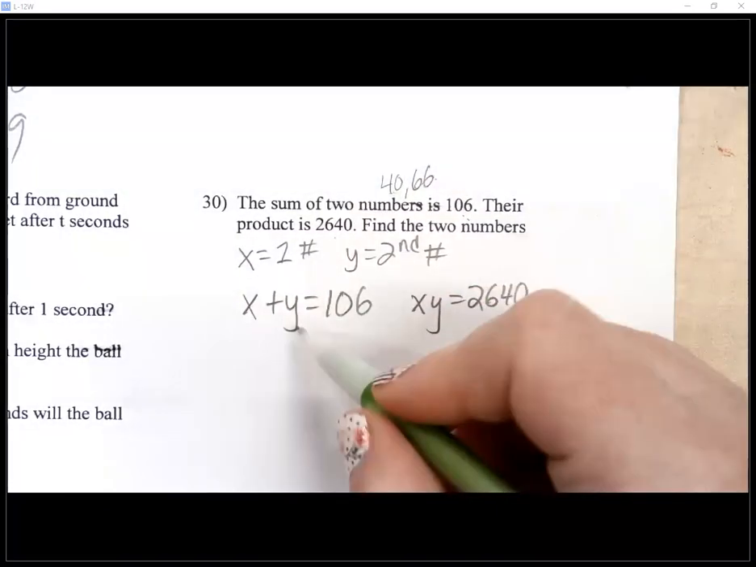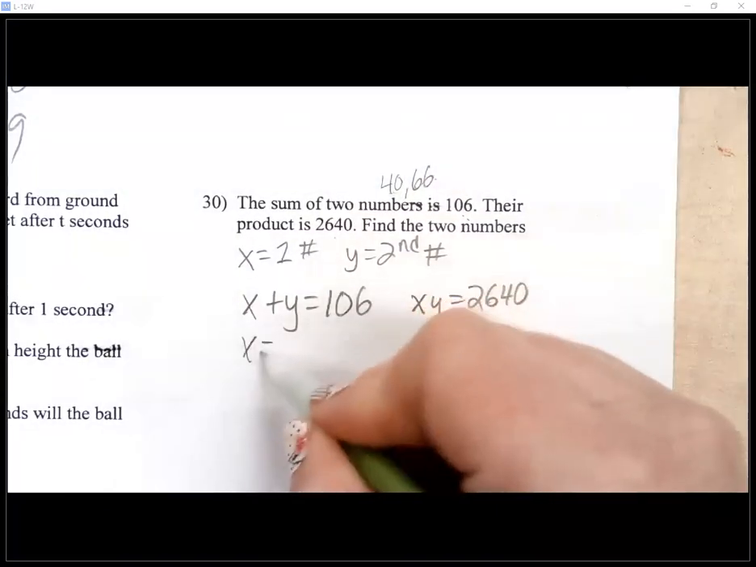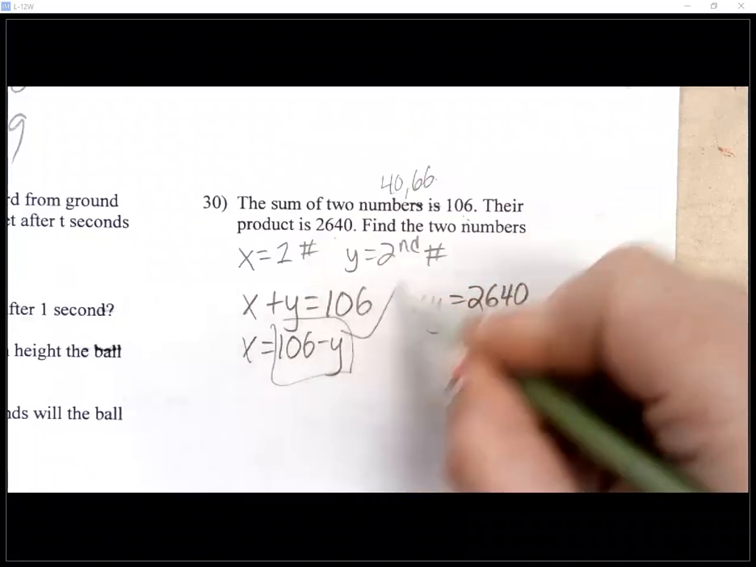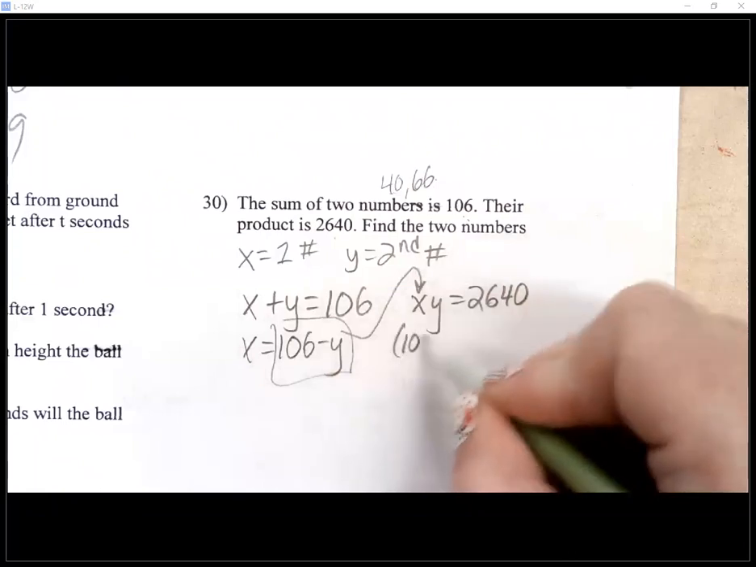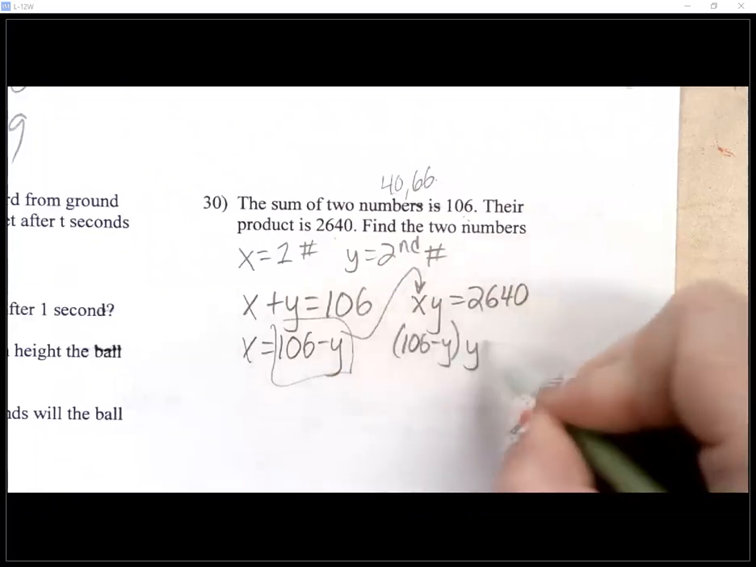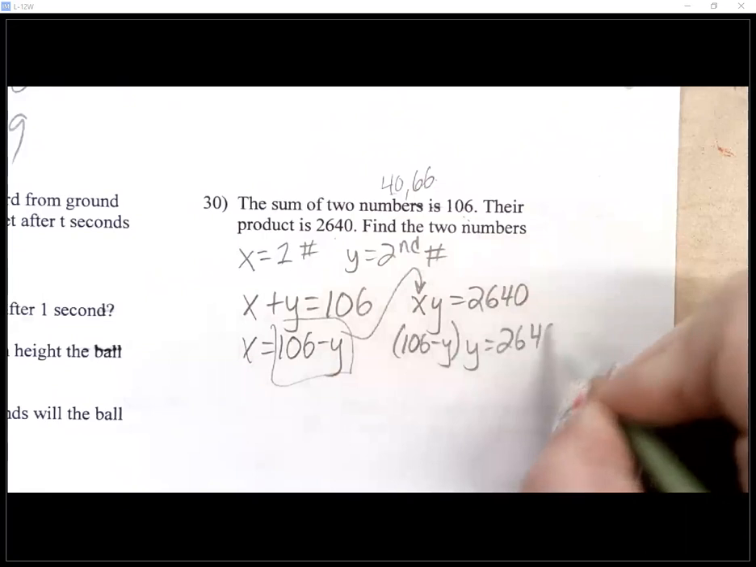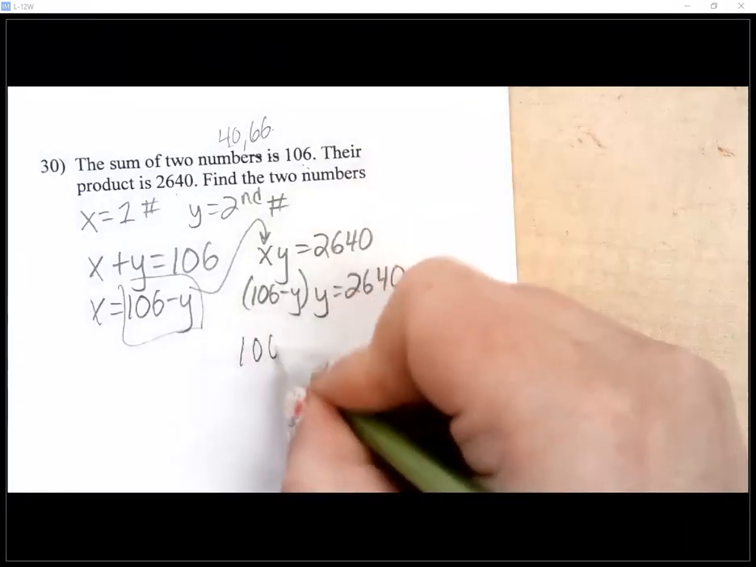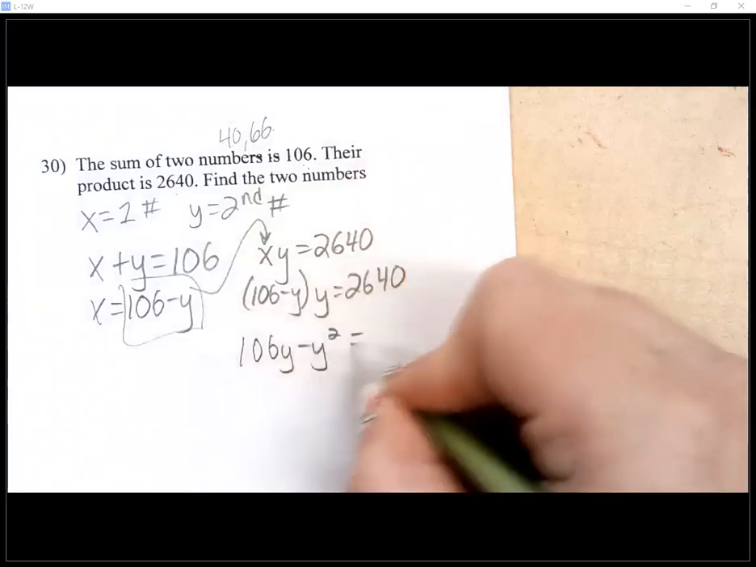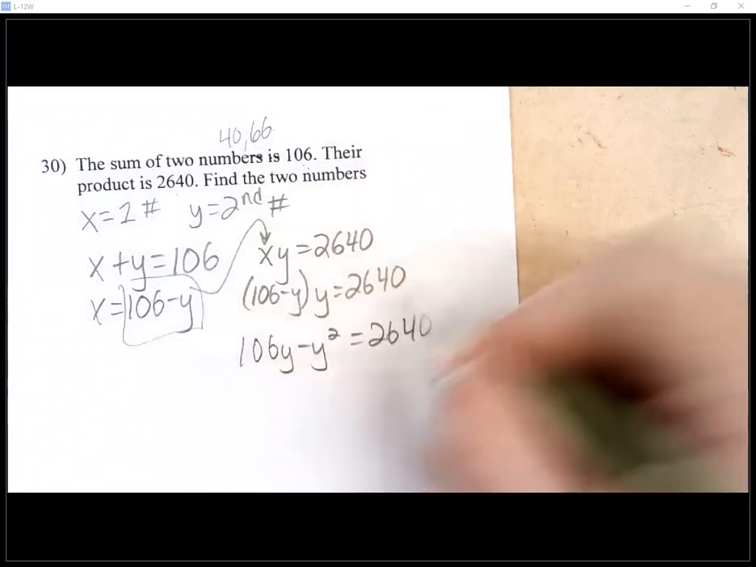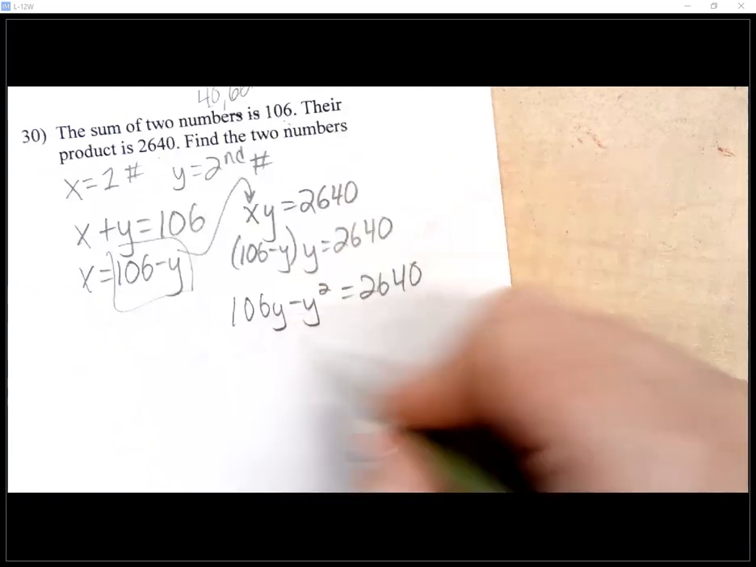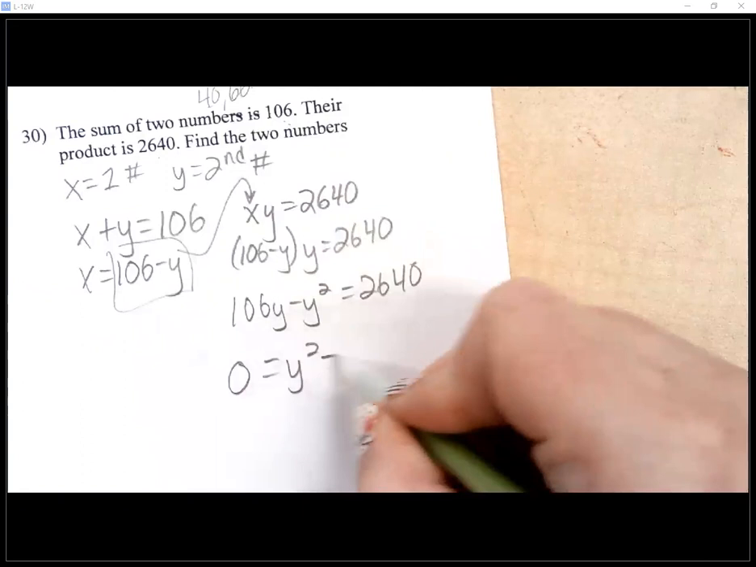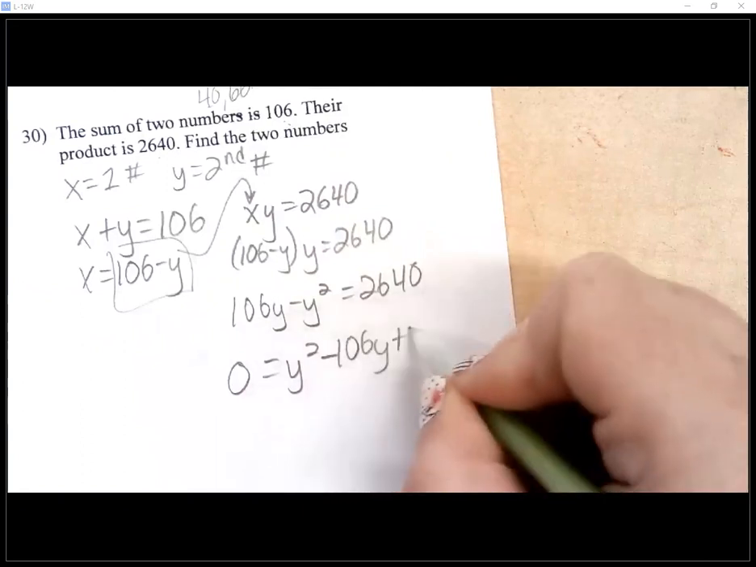Maybe I minus the y from both sides. So you get 106 minus y. Take this whole chunk, stick it in over here. So I've got 106 minus y times y equals 2640. Multiply that through: 106y minus y squared equals 2640. It's a quadratic. Let's move it all to one side. So I'm going to have 0 equals y squared minus 106y plus 2640.